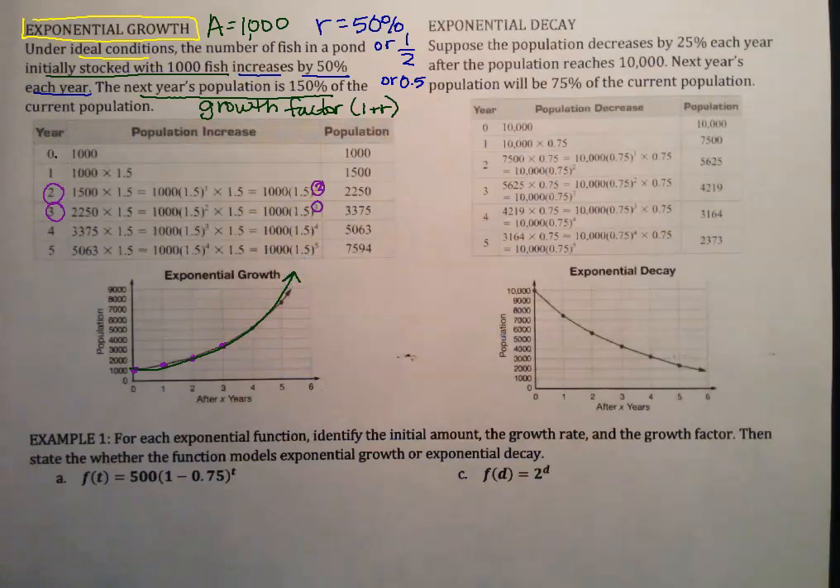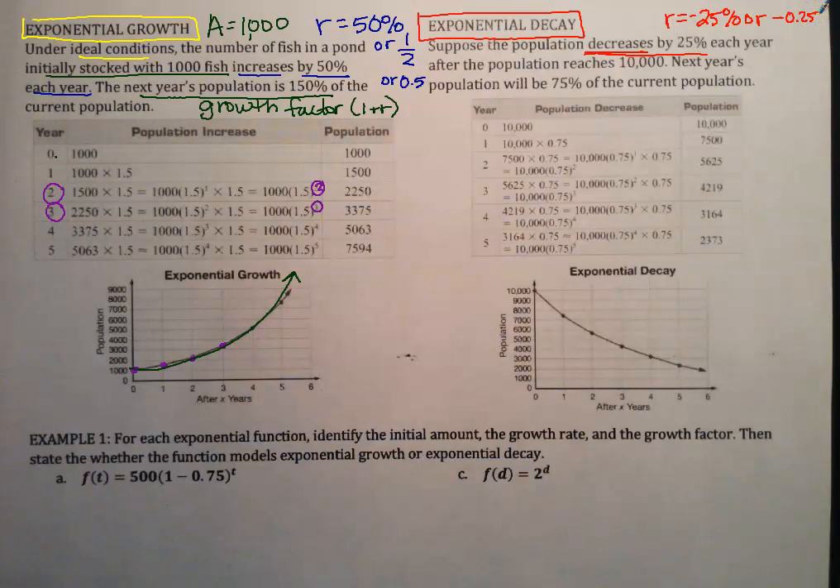All right, so now let's look at the exponential decay example. Suppose the population decreases by 25%. So we're decreasing by 25%, so this is decay because it's decreasing. 25% is our R, so R equals negative 25%, because it is decreasing. Or we would say negative 0.25, because again, it's decreasing.